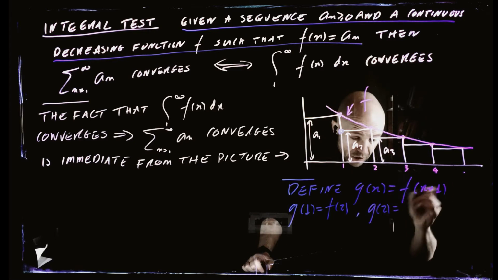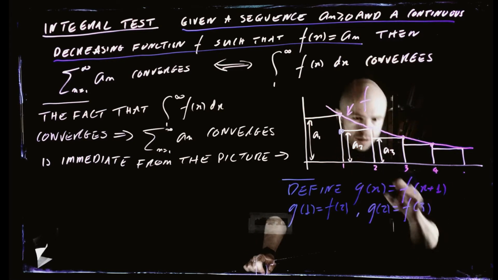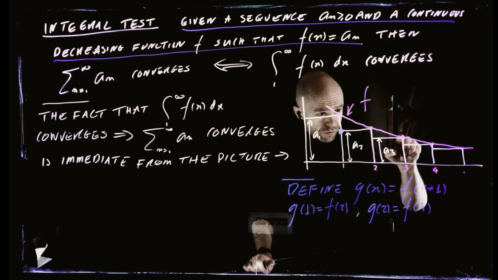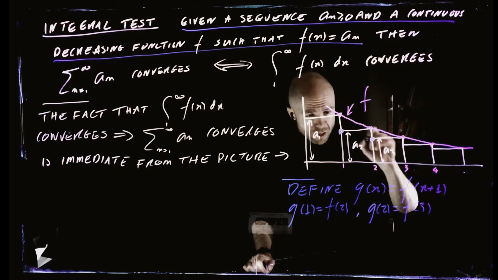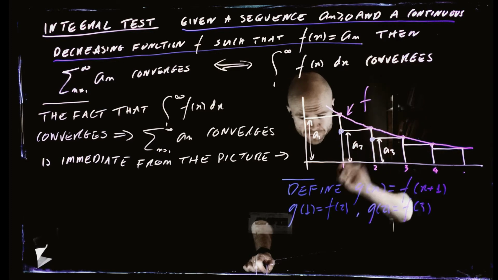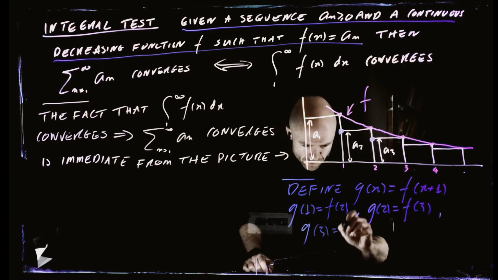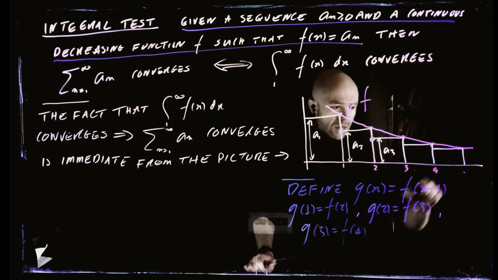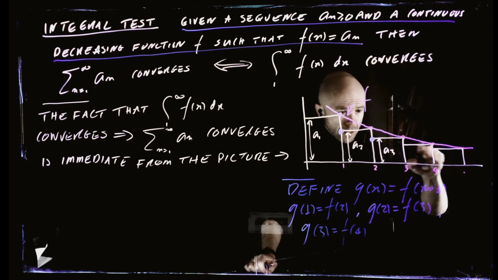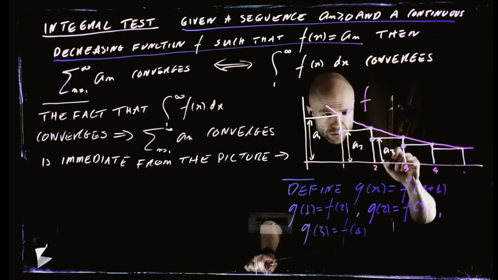g of 2 is equal to f of 3. So g of 2 is f of 3, which is at this height, so this is where we are. Yeah? g of 3 is equal to f of 4. f of 4 is this height, yeah? And so this is where g of 3 is. Yeah? And you can see what's happening.